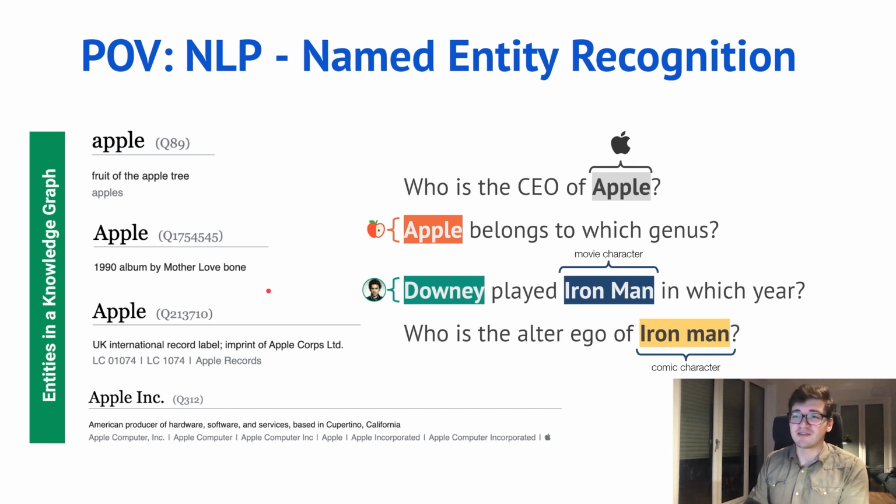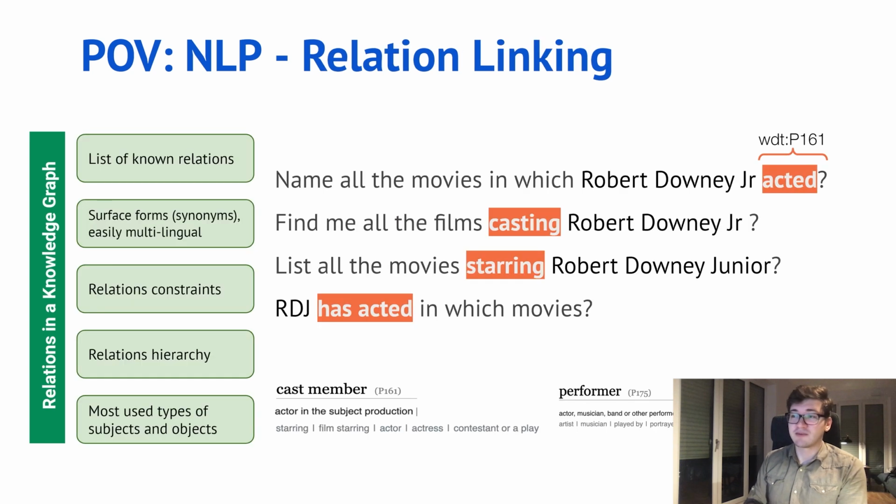And KG will provide you with a list of known entities and their descriptions and so forth, and from the context and from the graph nature, it's very easy to map those words to a particular entity. So this Apple to a company, this Apple to a fruit, and similarly in an example here with Iron Man to a movie character, and this Iron Man to a comic character. Similarly, with relation linking, in KGs usually you have lots of different relations, hundreds of them, and you have their surface forms and some constraints, hierarchies.